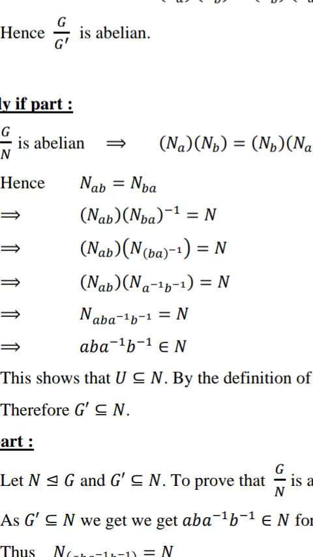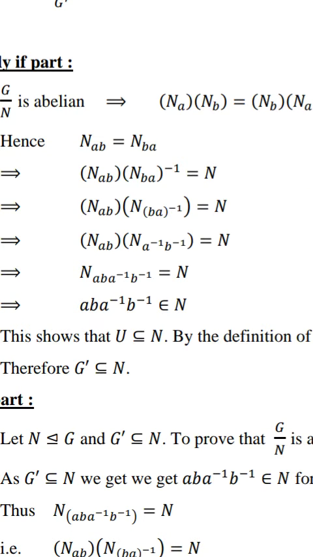This implies that Nab = Nba. Nab multiplied by (Nba) inverse is equal to N. Nab into N a inverse b inverse is equal to N. Nab a inverse b inverse is equal to N. Therefore, ab a inverse b inverse belongs to N.